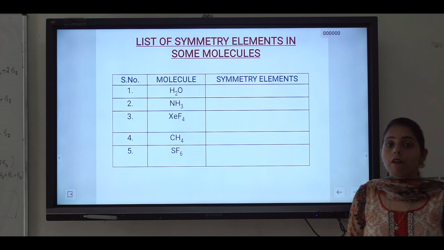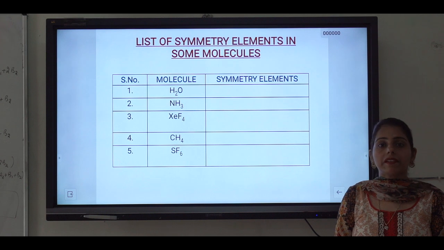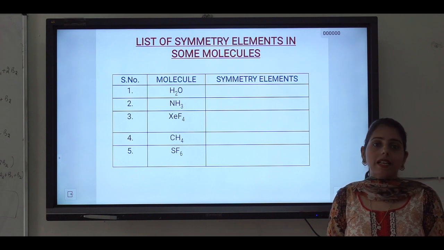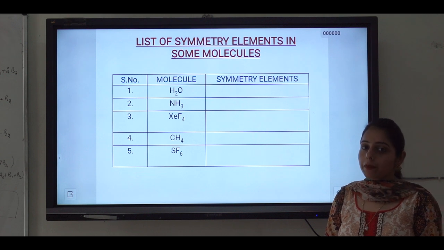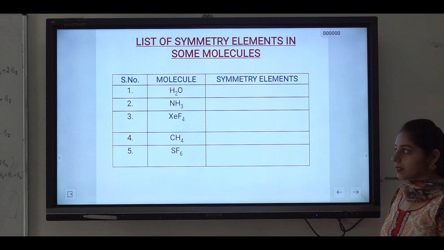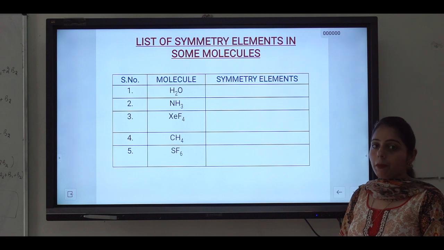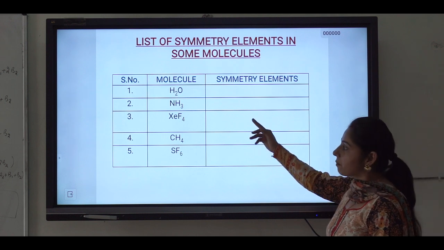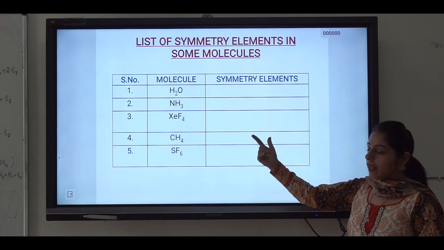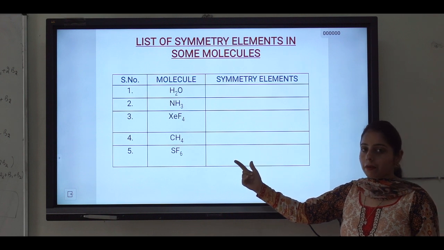I know you have all gone through my previous lecture in which we discussed the definition of symmetry elements and symmetry operations, as well as various types of symmetry operations along with suitable examples. In today's lecture, I am going to discuss all the symmetry elements and operations present in these 5 molecules. These include water, ammonia, xenon tetrafluoride, a tetrahedral molecule and an octahedral molecule.